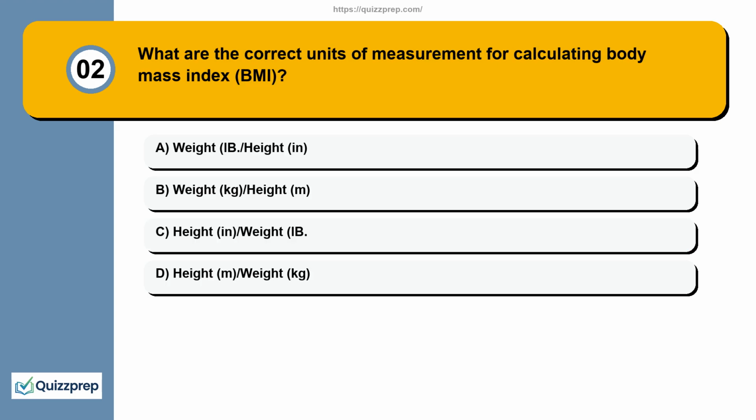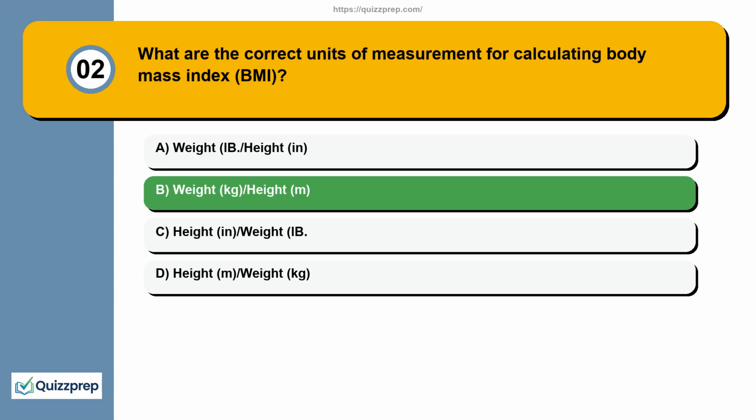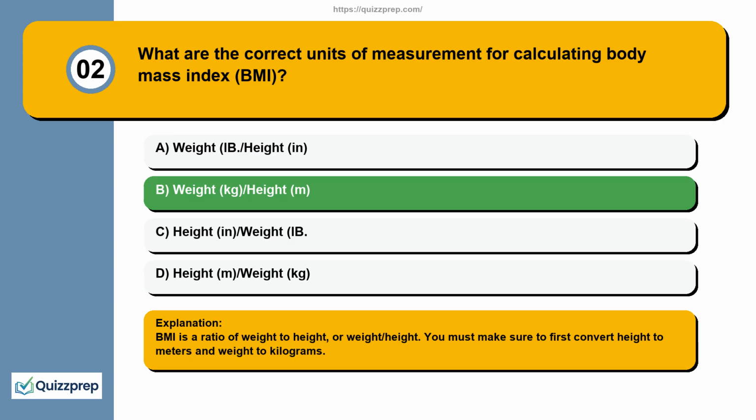Question 2. What are the correct units of measurement for calculating body mass index, BMI? Weight in lb/height in inches, weight in kg/height in m, height in inches/weight in lb, height in m/weight in kg. BMI is a ratio of weight to height, or weight/height. You must make sure to first convert height to meters and weight to kilograms.